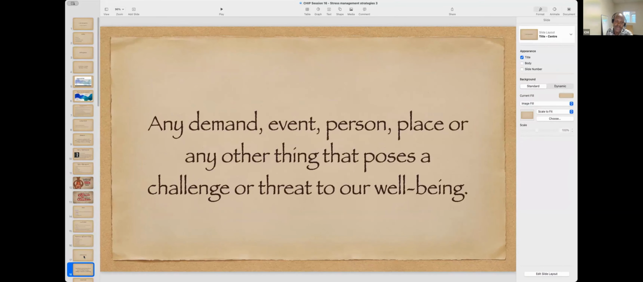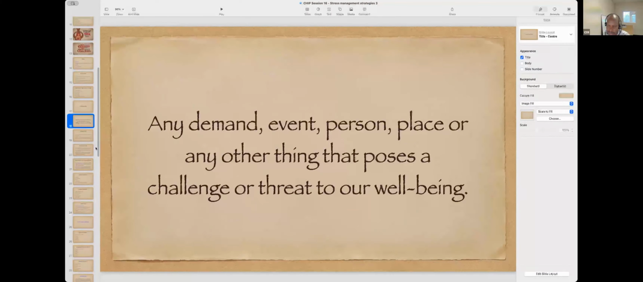A stressor is any demand, event, person, place, or any other thing that poses a challenge or a threat to our well-being. The only way you can succeed in dealing with stress is when you figure out how to manage the stressors. Once stress has come and been allowed to go on for long, dealing with it becomes a lot harder than when you address the stressors.